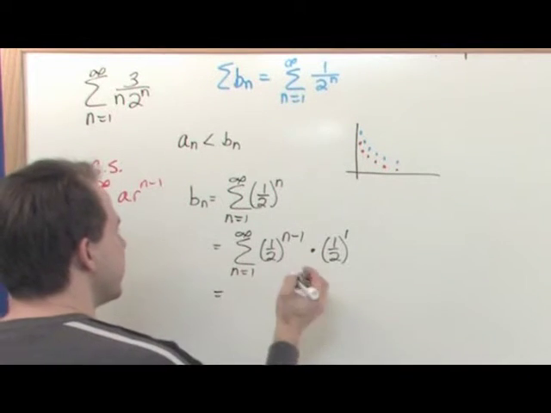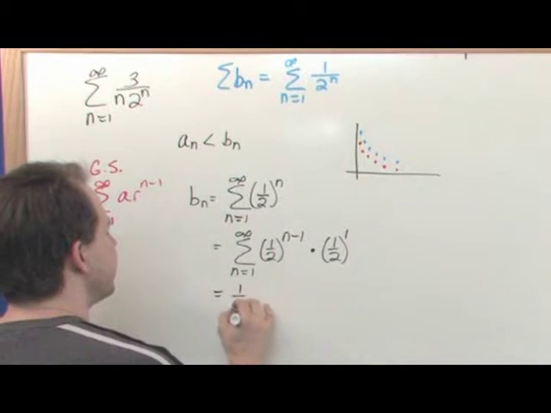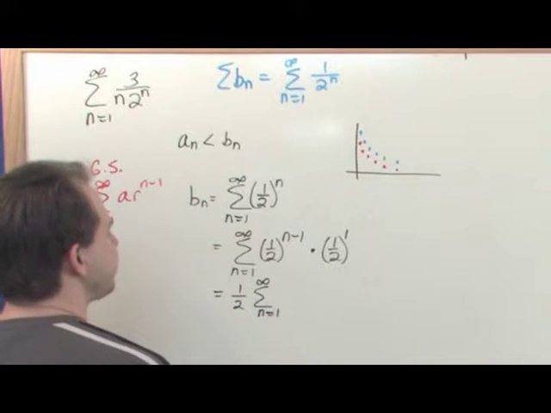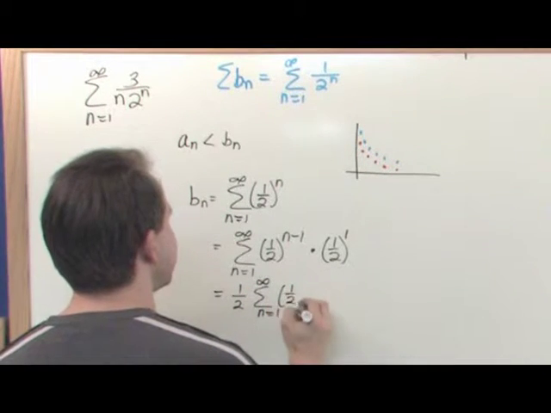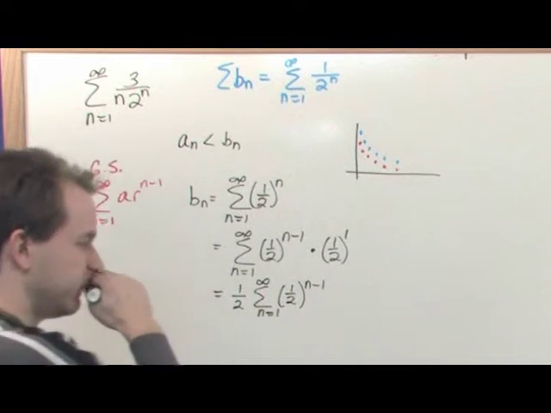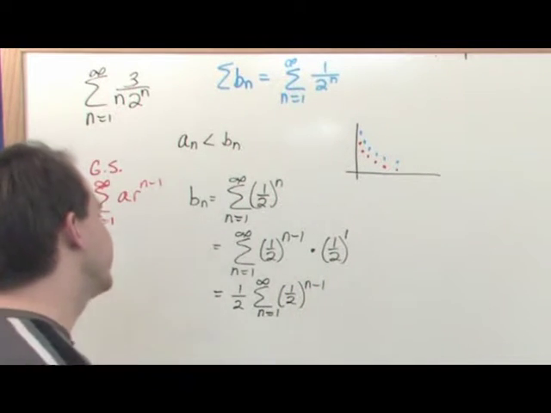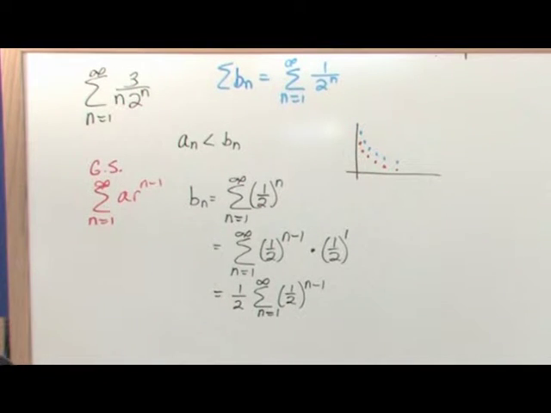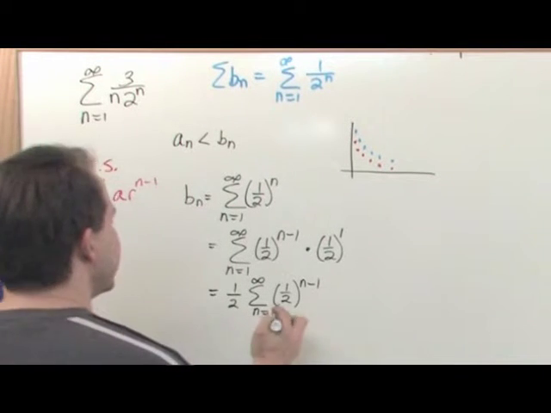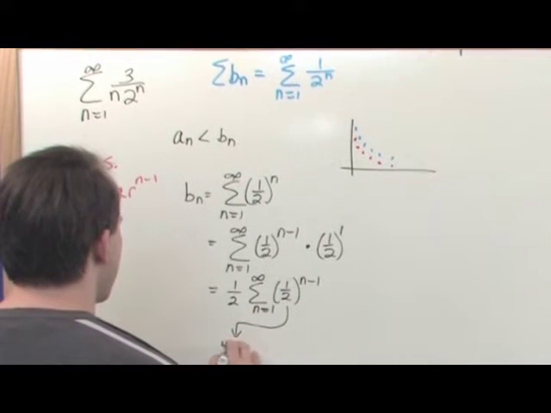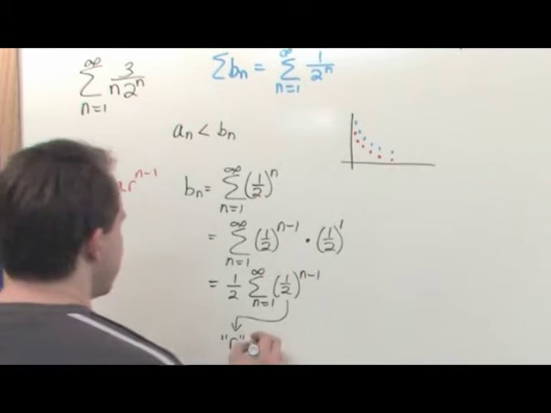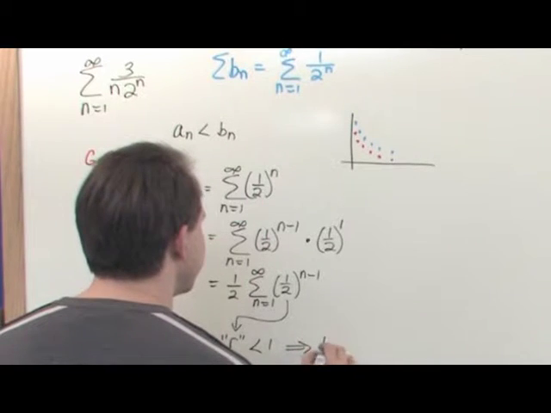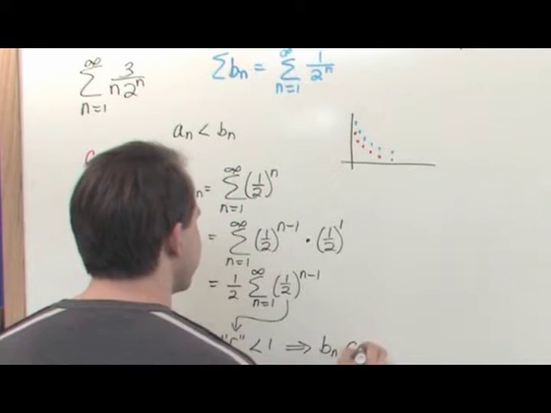So in order for this to be a geometric series, the 1/2 comes out, and I have a summation, n equals 1 to infinity of (1/2) to the n minus 1. Okay? Now this is a geometric series, and the inside here is less than 1. So what you're saying here is the number inside the parentheses, which is r in terms of the geometric series, is less than 1, and if you go back to your geometric series, that means that the geometric series b sub n that we created converges.